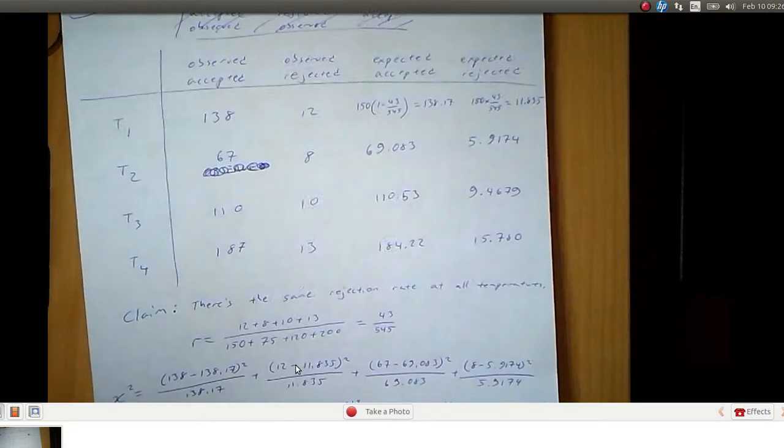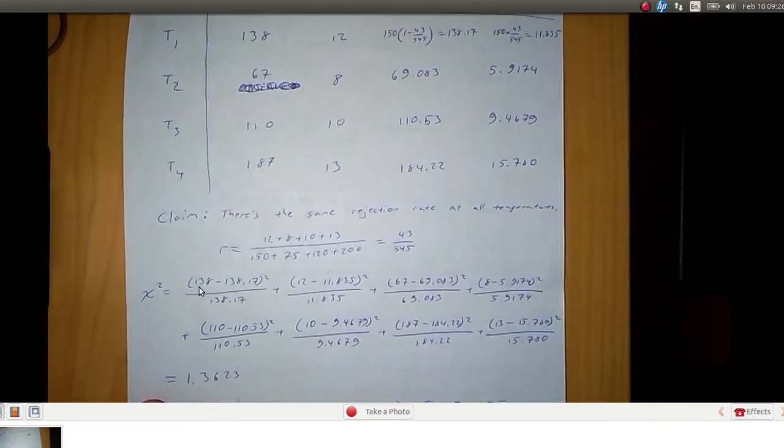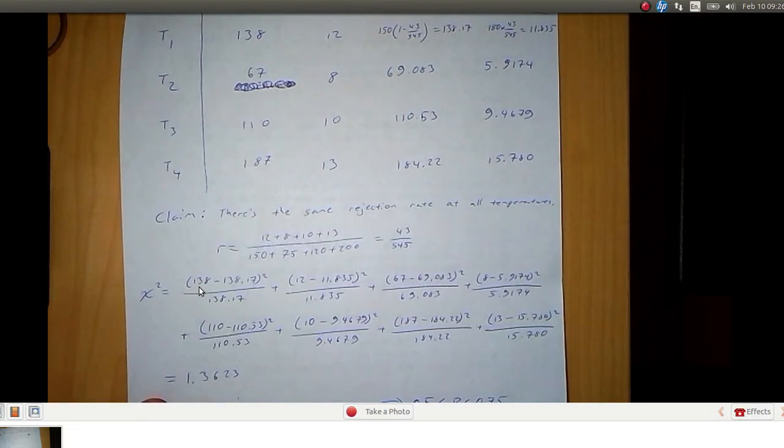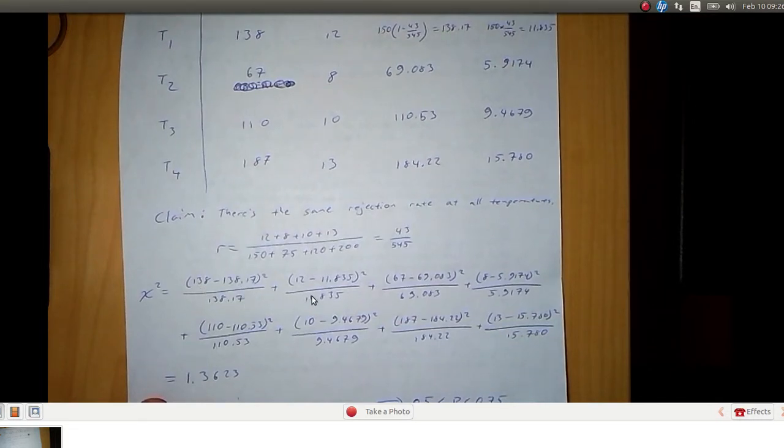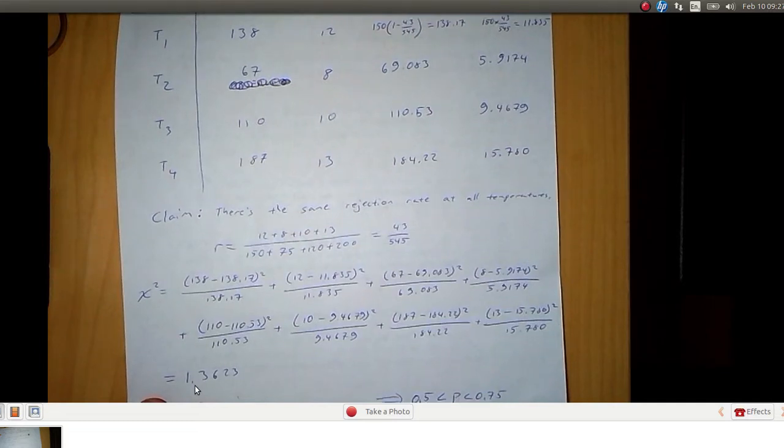So we'll have 8 of these. So here's the observed accepted, expected accepted at T1, observed rejected, expected rejected at T1, and so on for T2, T3, and T4. And we come up with a value of chi-squared equals 1.3623.